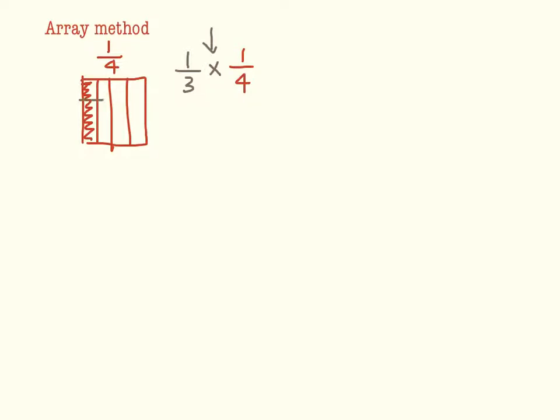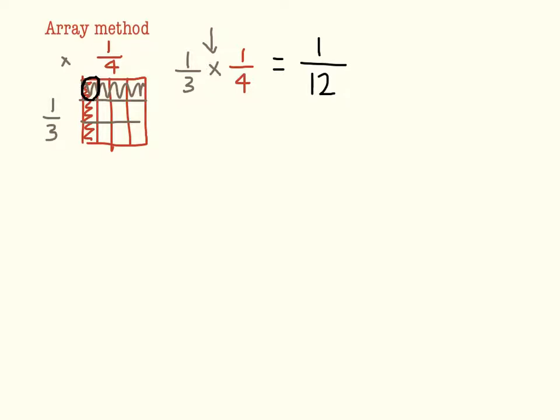So then I split it the other way into thirds. And I'm shading my third here. And that little piece that's overlapped, that is the amount that is the third of a fourth. And we can see that that is 1 out of the 12 pieces in the whole array. So 1/3 times 1/4 is 1/12.